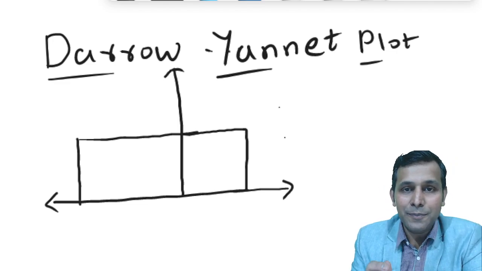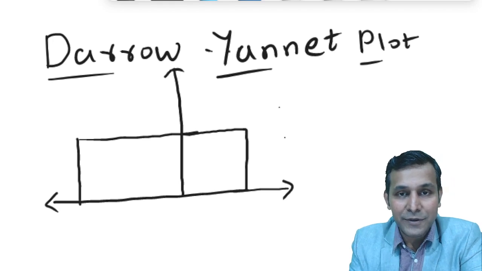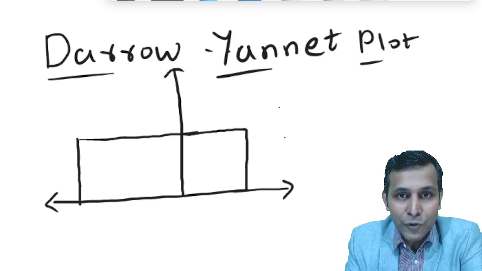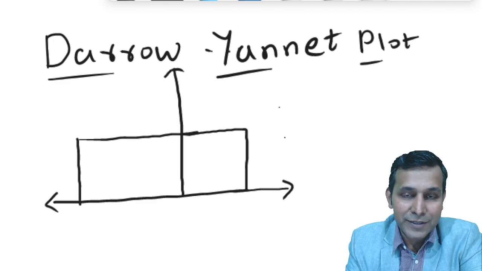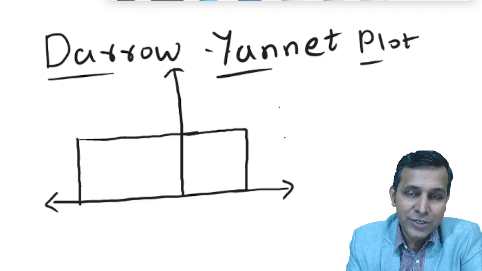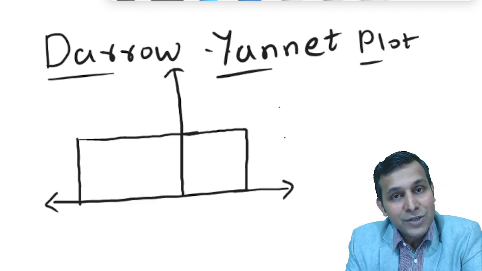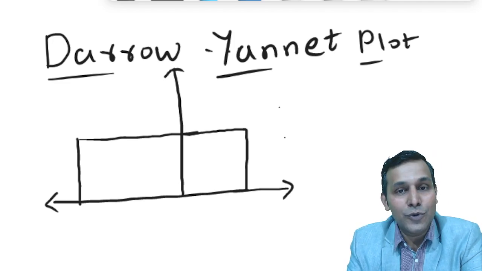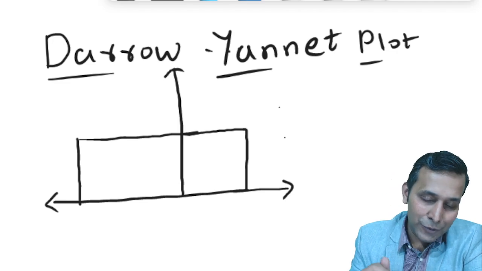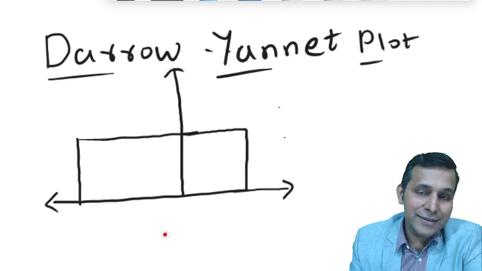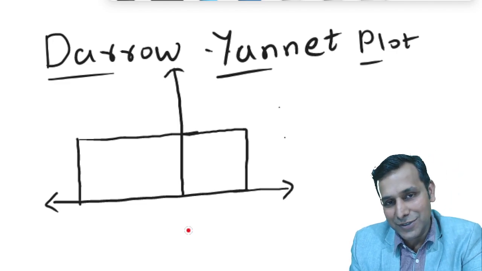Remember, it's a plot, it's a graph, a graphical representation of the shifting of body fluid compartments, that is the fluid shifting from ECF to ICF or from ICF to ECF, depending upon various conditions which are going to change the osmotic gradients, the osmolarity of the body fluids. So let us first understand the Darrow-Yannet plot, and then we'll discuss the various situations here.